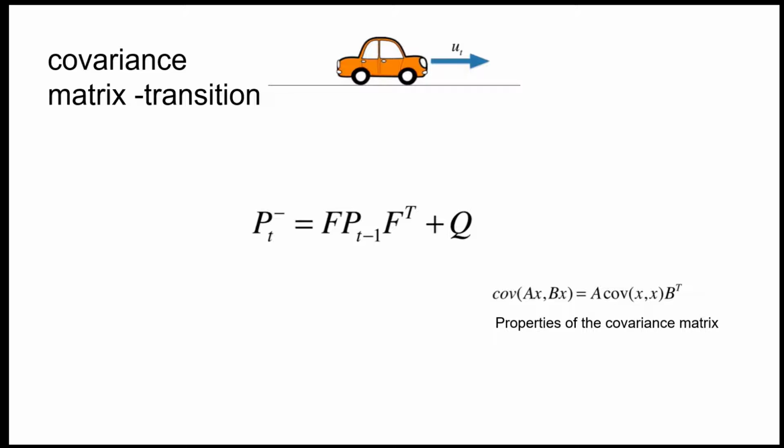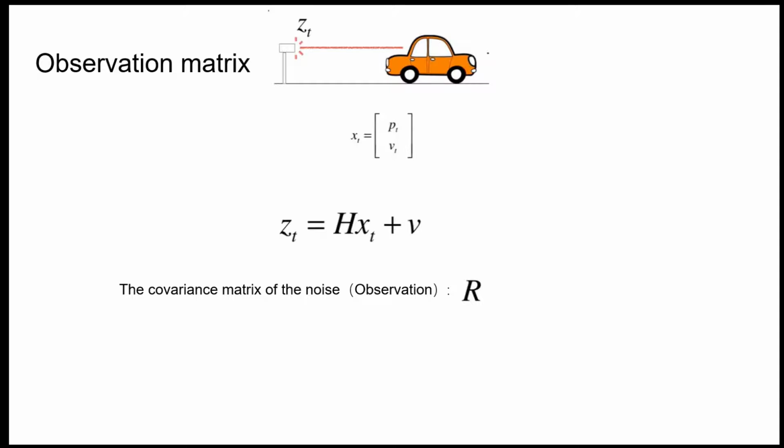Suppose we put a sensor at the end of the road. We can observe the position or velocity of the car at every moment, and the observed value is denoted as z_t. Then there is a relationship from the state x_t to the observed state z_t, which we call the observation matrix H. Because observations are not 100% reliable, we add V to represent the observation noise. The covariance matrix of this noise is represented by R.